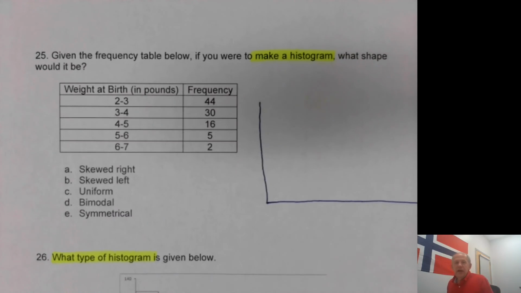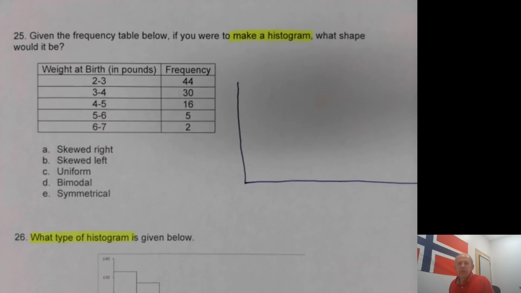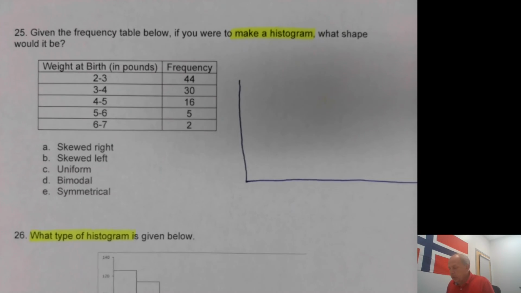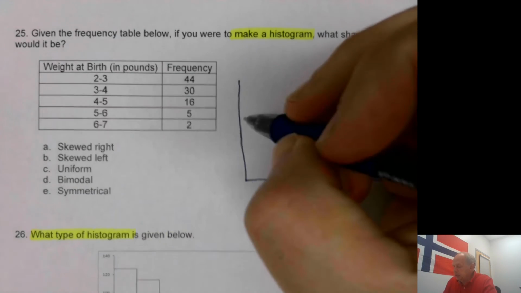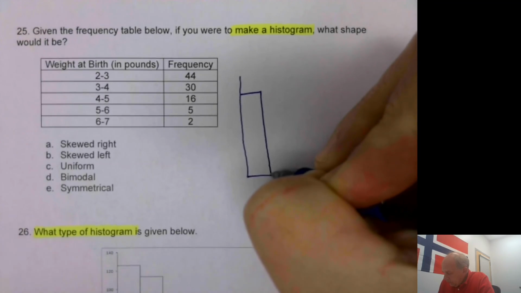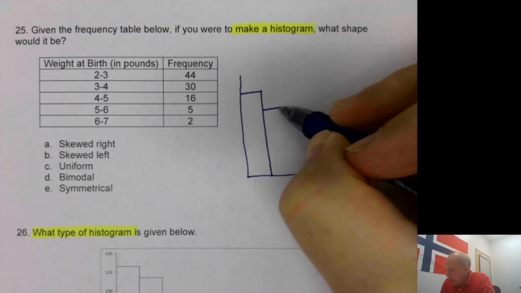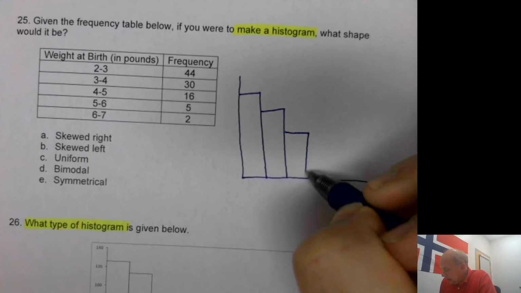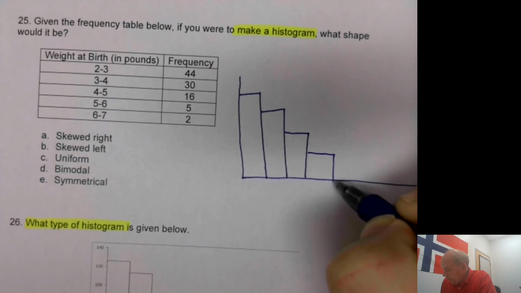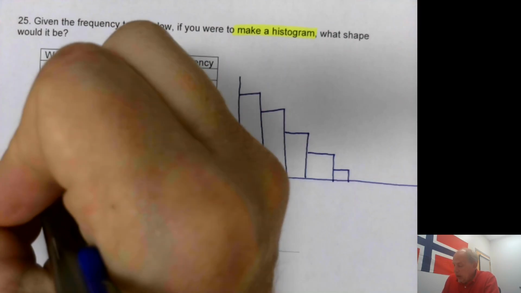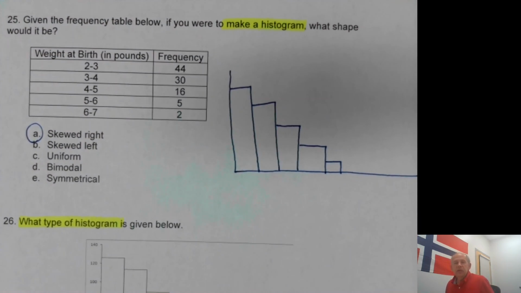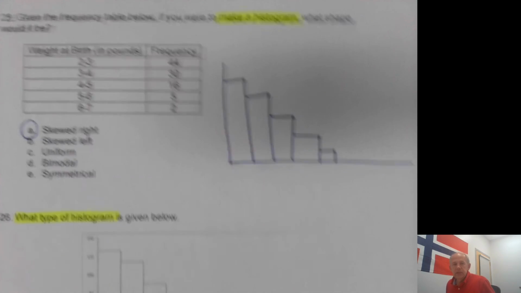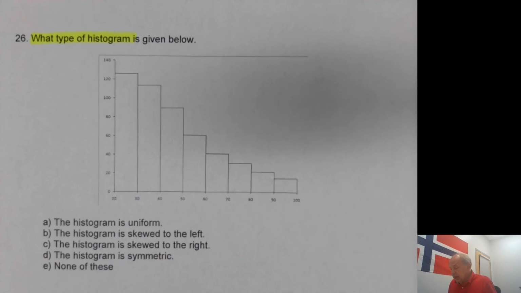These are identifying histograms from a frequency table. So here we have some birth weights of premature babies. There were 44 in this first group. There were 30 in this second group. There were 16 in the third group. 5, 2. You can see that that is stepping down to the right. That would be skewed right. And the last one is the same shape. This would be skewed right as well. It steps down towards the right.